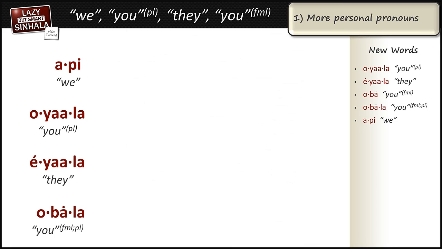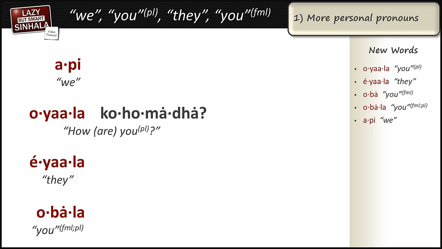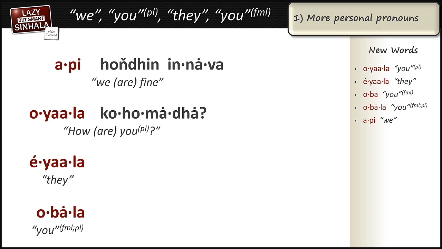Okay, now here's the easy part. We can now substitute these new pronouns into sentences that we saw in previous episodes. For example, let's start with the second one, Oyala. Oyala kohomada means how are you, using the plural you, which is something you could use to greet two or more familiar people. Api hondin innawa means we are fine, which in fact could be a response to Oyala kohomada.